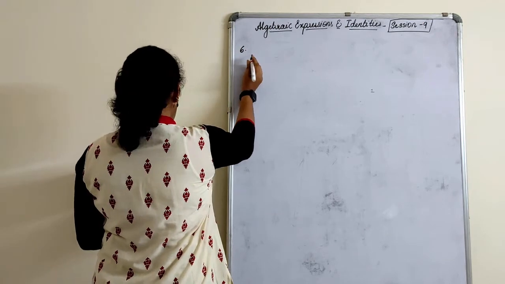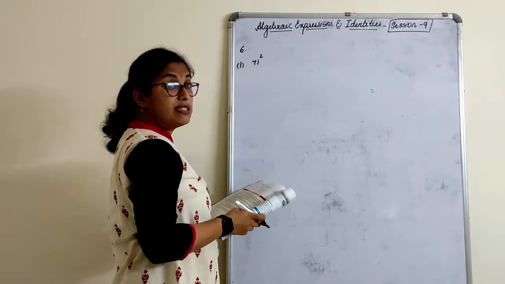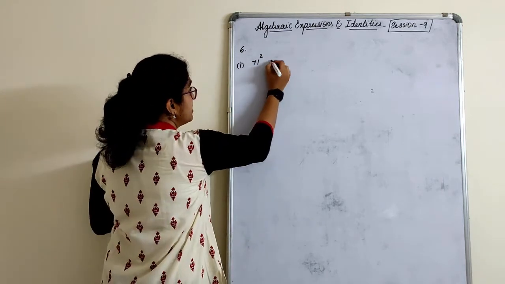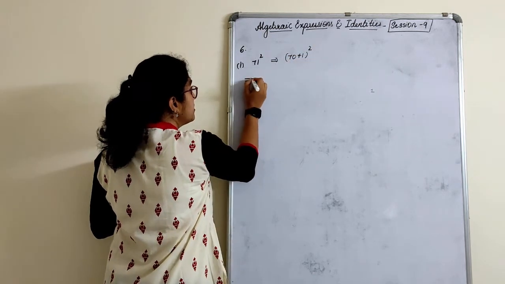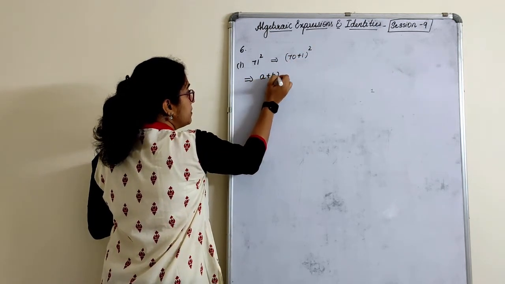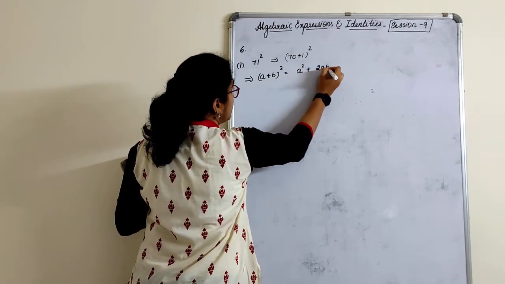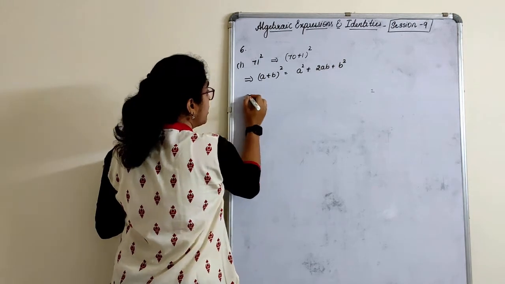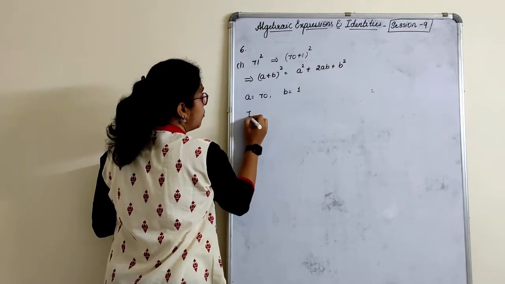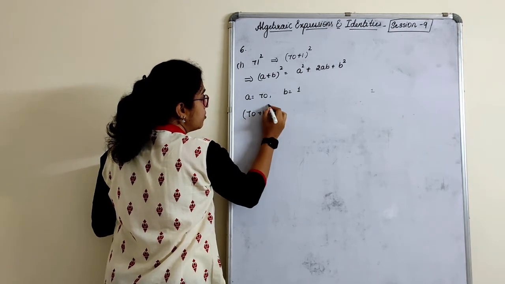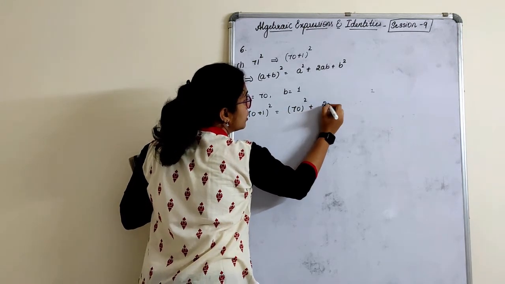Sixth way, using identities evaluate 71 square. Now 71 can be written as 70 plus 1 whole square, right? This is of the form a plus b whole square, that is a square plus 2ab plus b square. What is your a? 70. And what is your b? That is 1. 70 plus 1 whole square is equal to 70 square plus 2ab.